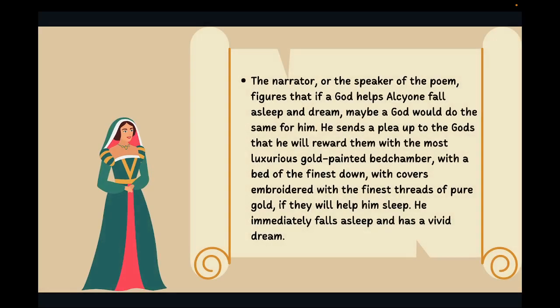The narrator, or the speaker of the poem, figures that if a god helps Alcyone fall asleep and dream, maybe a god would do the same for him. He sends a plea up to the gods that he will reward them with the most luxurious gold painted bedchamber, with a bed of the finest down, with covers embroidered with the finest threads of pure gold, if they will help him sleep. He immediately falls asleep and has a vivid dream.